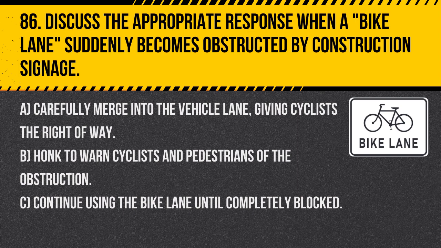Question 86. Discuss the appropriate response when a bike lane suddenly becomes obstructed by construction signage. A. Carefully merge into the vehicle lane, giving cyclists the right of way. B. Honk to warn cyclists and pedestrians of the obstruction. C. Continue using the bike lane until completely blocked.